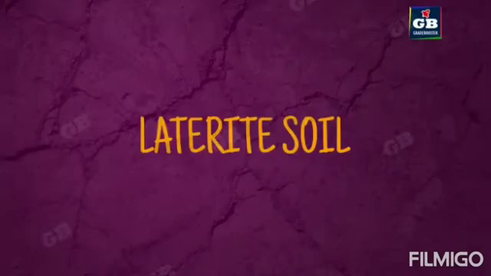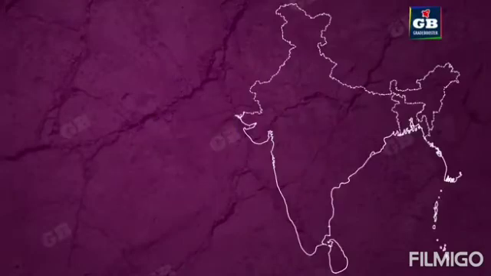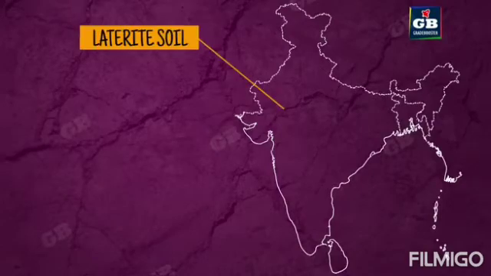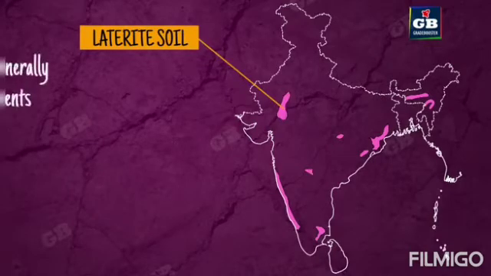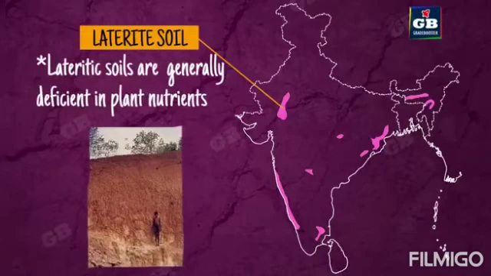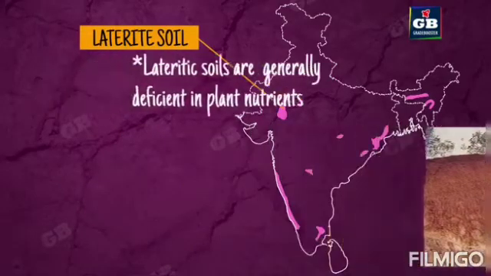Next, we go to laterite soil. Here we can see the India outline map with the laterite soils highlighted. Remember this marking to answer the identification questions asked in the board exams. Along with the identification, let us learn some important points about the laterite soils. Lateritic soils are generally deficient in plant nutrients.